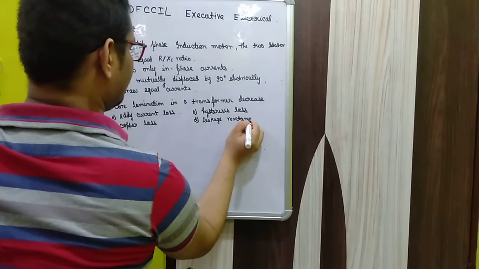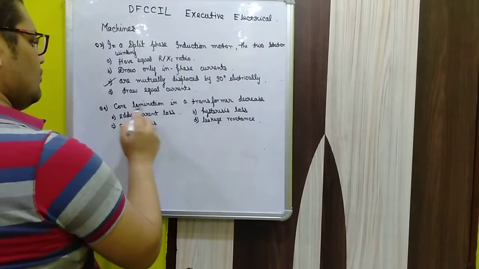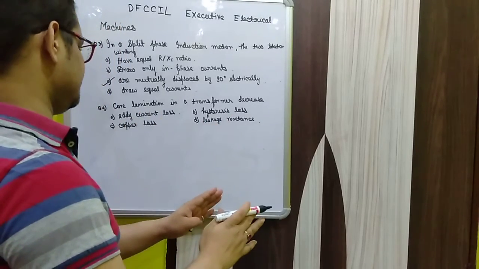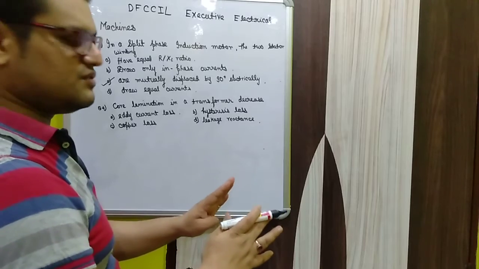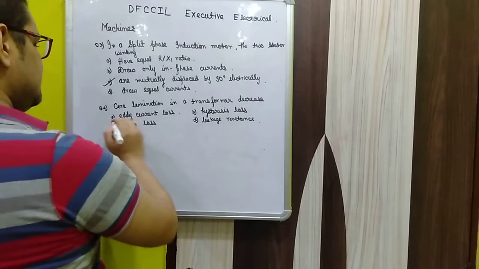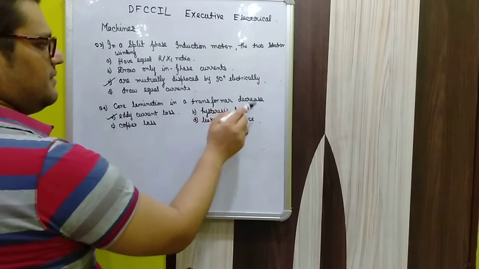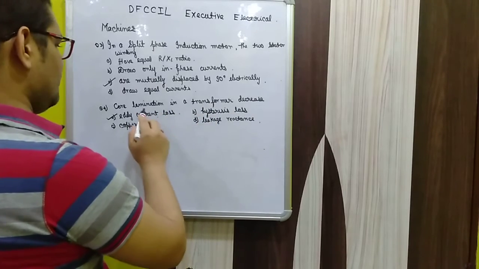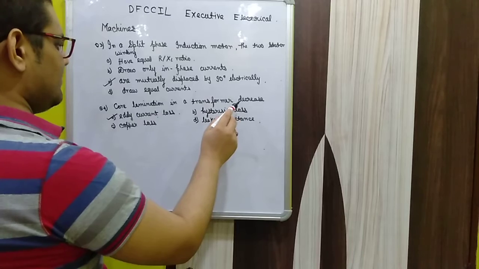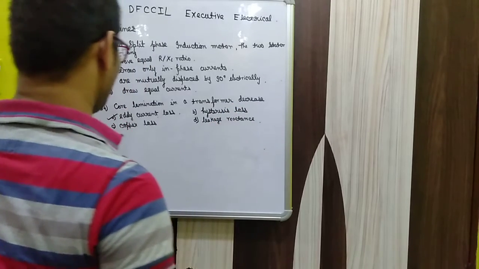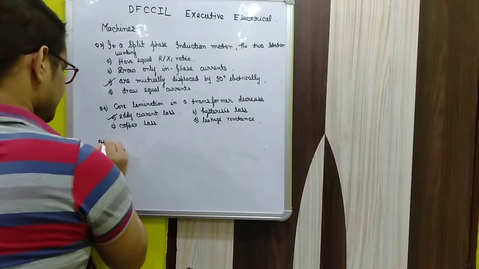So I hope you understand what is given. Why is core lamination done in a transformer? Core lamination of the transformer is done to reduce the eddy current loss. So if core lamination is done in the transformer, this will ultimately decrease the eddy current loss. Now I go to the fifth question.